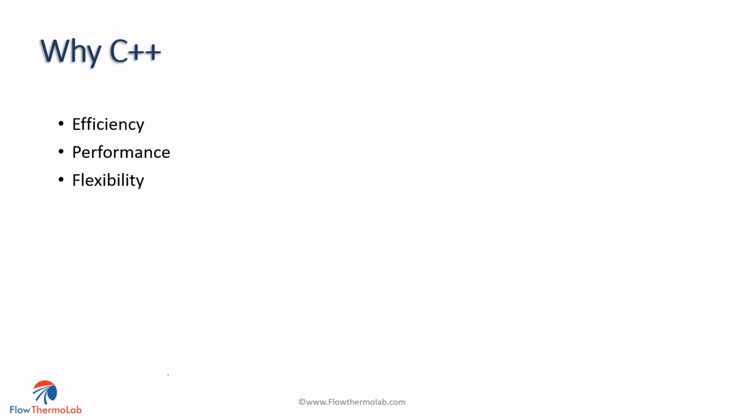C++, as we talked about at the start, it's really flexible. It supports both procedural and object-oriented programming styles, and this flexibility allows developers to choose the most appropriate programming style for their specific needs. And then finally, portability. C++ code can be compiled to run on various platforms and architectures, making it suitable for developing cross-platform as well.